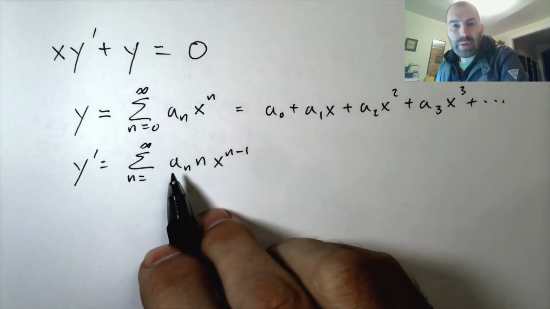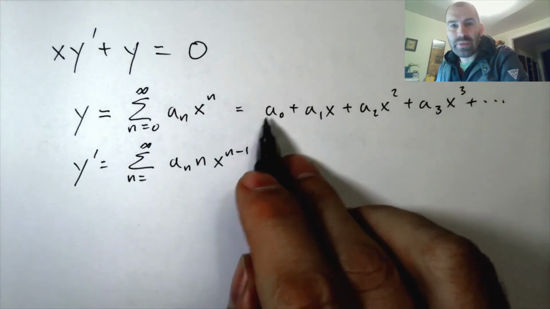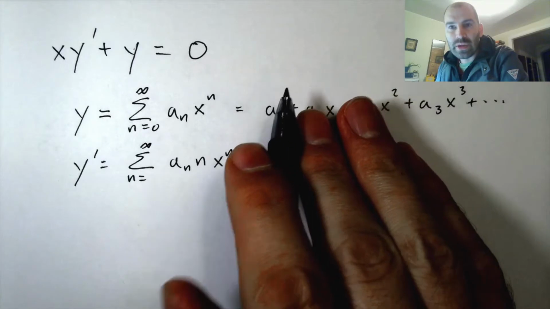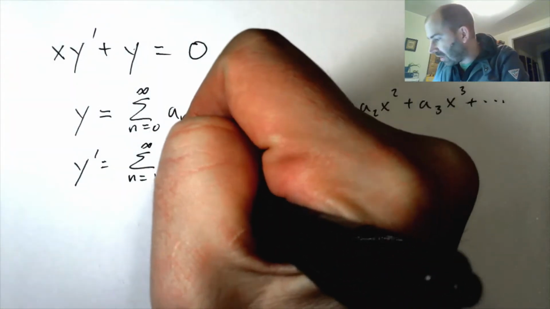Now, when you think about it, what happens is the first term here was a constant term, the n equals 0 term. The derivative of it is 0. So it doesn't appear here. So we don't have an n equals 0 term over here. So we start this at n equal 1.